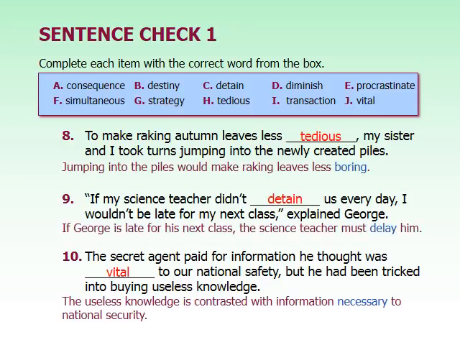So the first one is tedious, right? Raking leaves can be very tedious and boring. It's repetitive, takes a long time. In the second one, the science teacher detaining them makes them late. And in the last one, the information he thought was super important was vitally important.